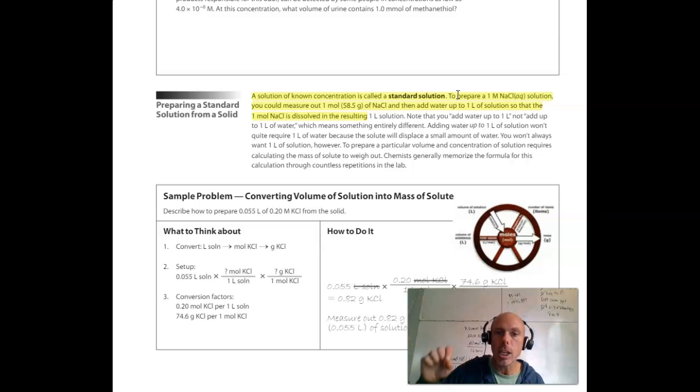That's not saying that you would add a liter of water to the 58.5 grams, but rather you'd put the 58.5 grams in a flask and then bring the total volume up to 1 liter, so that the volume of a liter includes both the water and the solute.